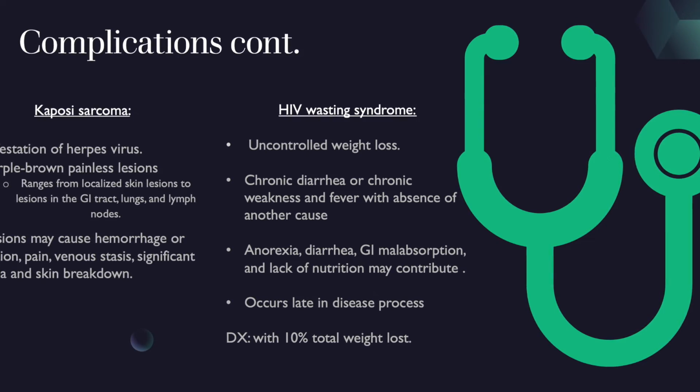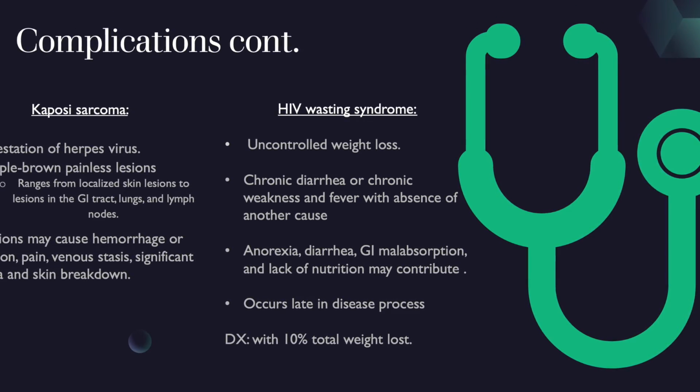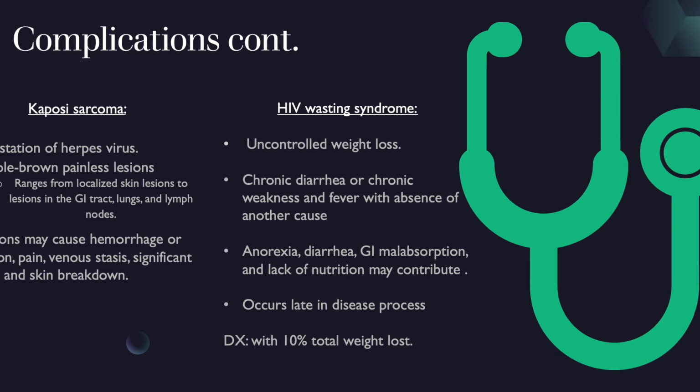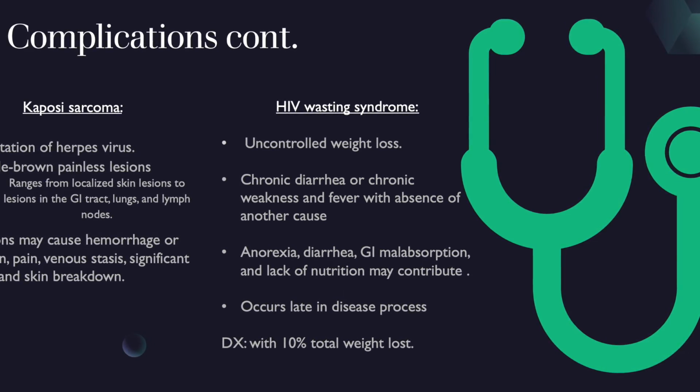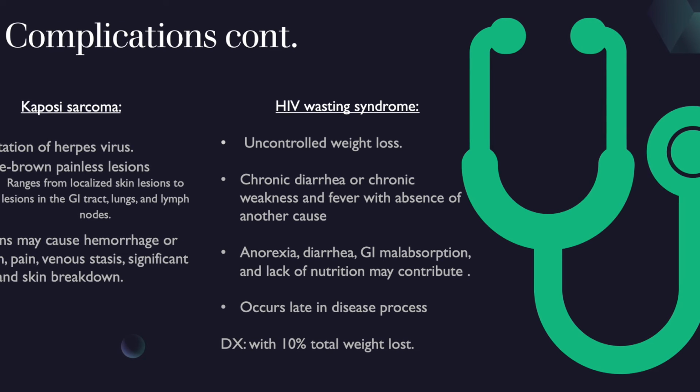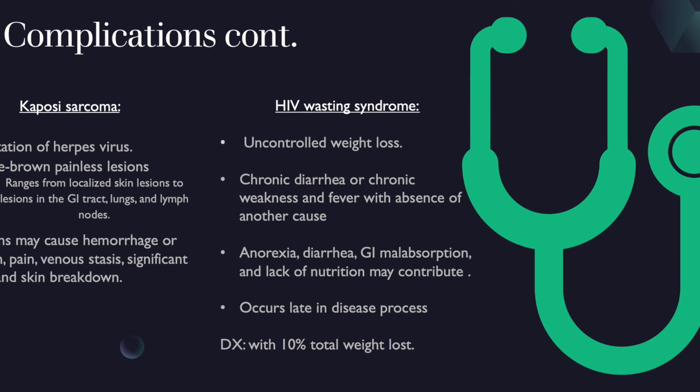Then you have HIV wasting syndrome, which I did touch on again. This is uncontrolled weight loss. You just can't keep weight on. Chronic diarrhea, weakness, fever, and no other cause. Anorexia, diarrhea. And this occurs late in the disease process at the end stage.